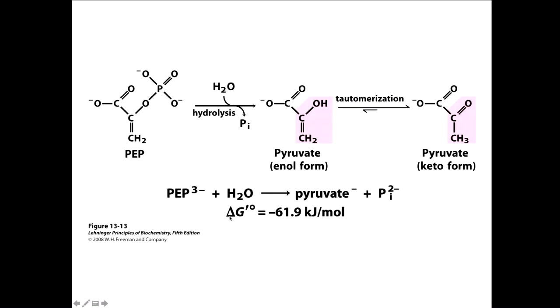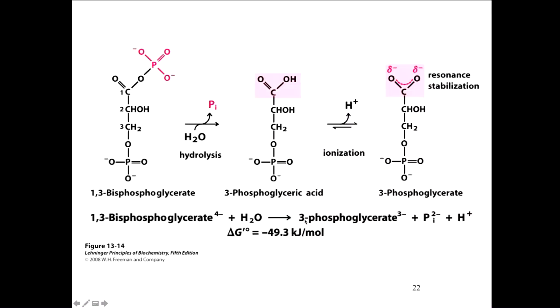And this actually is a very high standard free energy change of negative 61.9 kilojoules per mole. And then this is another one, bisphosphoglycerate. Again, you remove that phosphoryl group, you get 3-phosphoglyceric acid, and if you remove the proton, this ionization gives you some of that resonance stabilization. So again, this is somewhat stable, and you can think of it as just kind of harder to get this to go back here and then add on the phosphoryl group. So this again has a fairly high free energy of hydrolysis, so negative 49.3 kilojoules per mole.